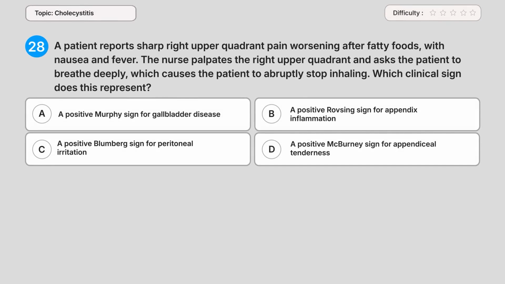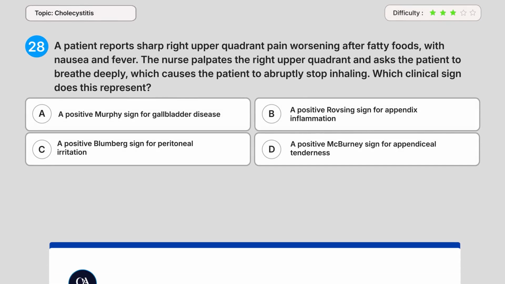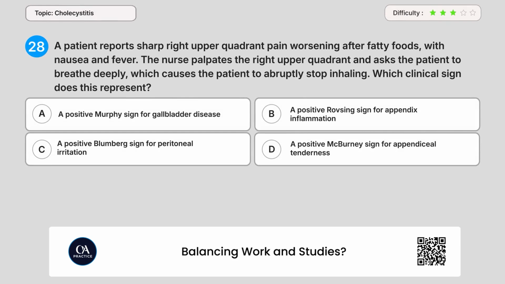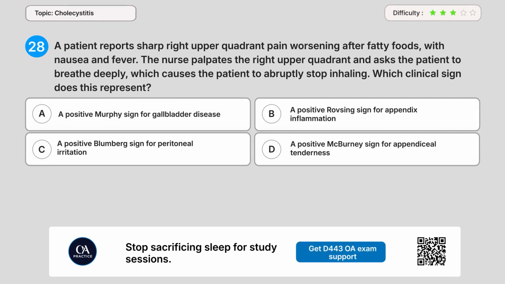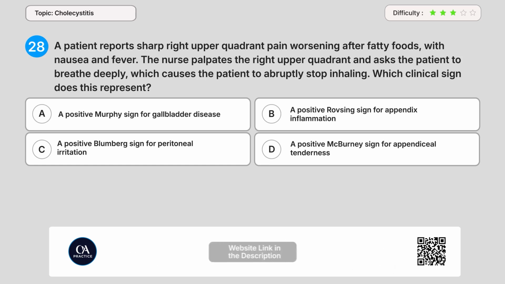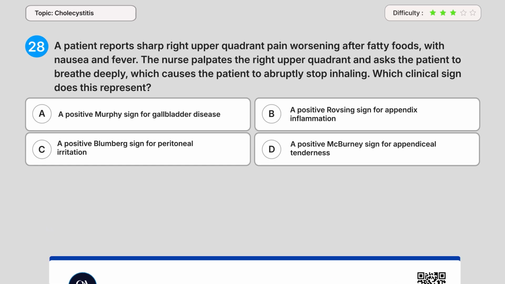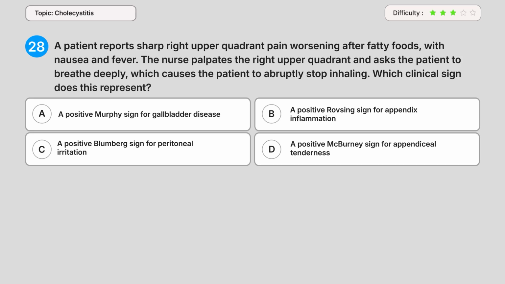28. A patient reports sharp right upper quadrant pain, worsening after fatty foods, with nausea and fever. The nurse palpates the right upper quadrant and asks the patient to breathe deeply, which causes the patient to abruptly stop inhaling. Which clinical sign does this represent?